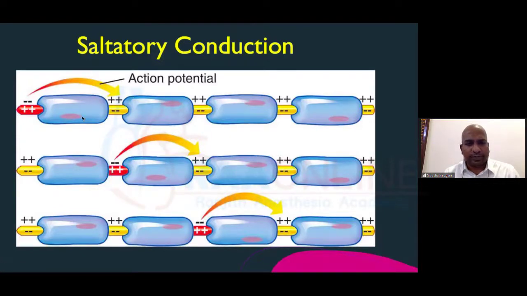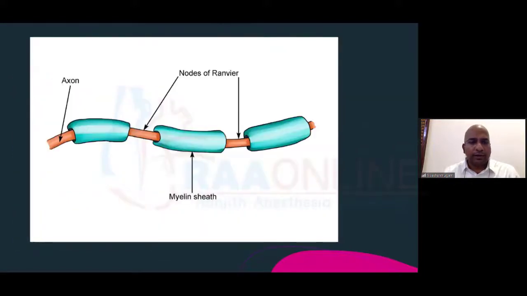Because of this conduction, that is known as saltatory conduction, jumping from one node to the other, the speed may increase sometimes up to 200 meters per second in A alpha fibers. Now the two nodes, that is one node of Ranvier and the other node, are separated by about 2 mm. It can range from 20 microns to 2000 microns. That means 0.2 mm to 2 mm is the internodal distance.